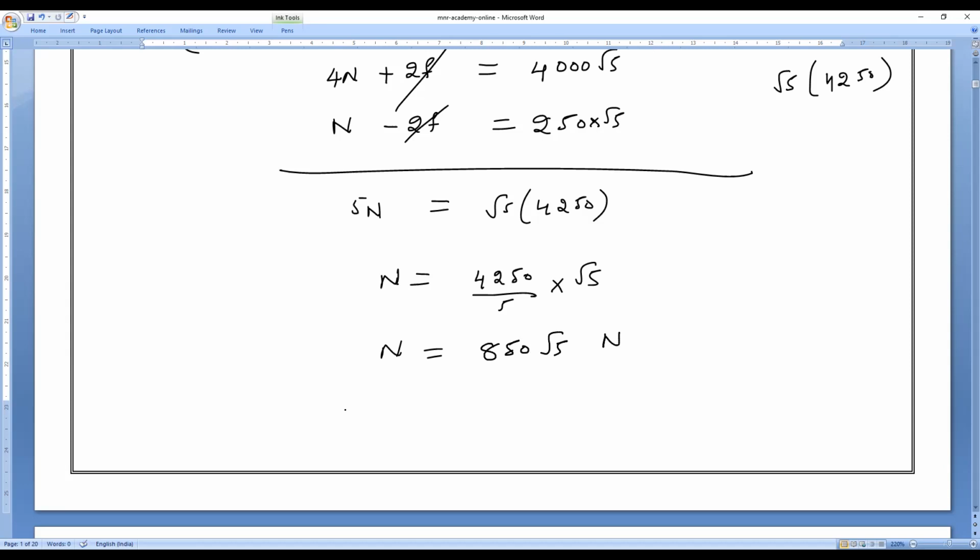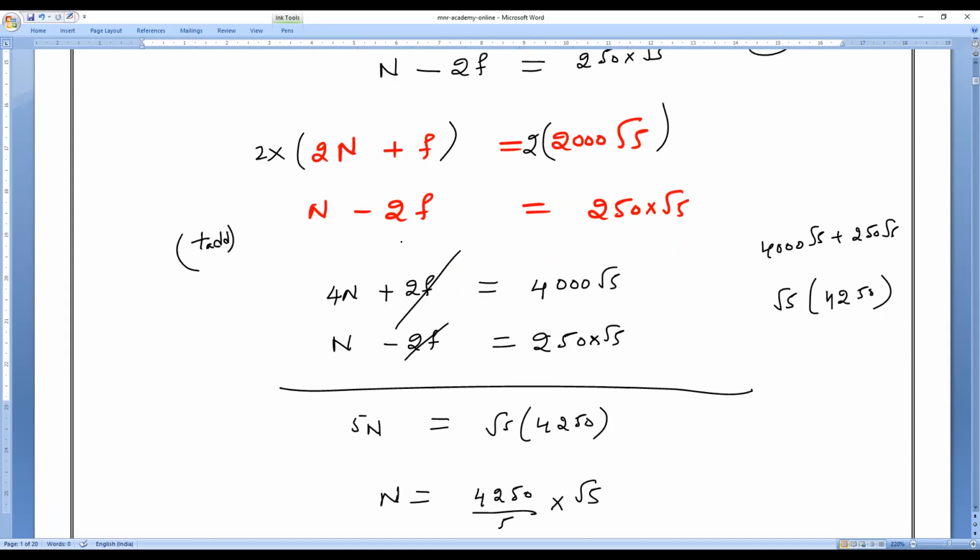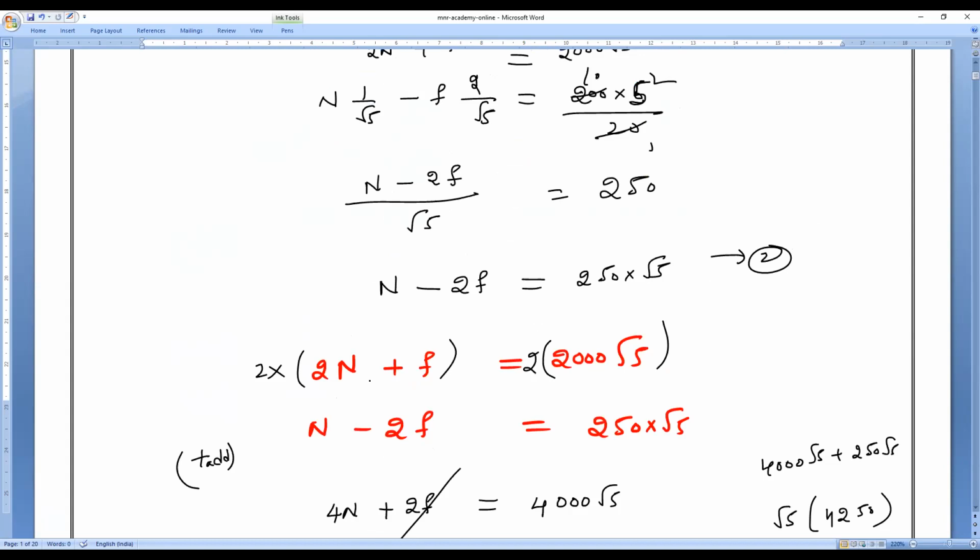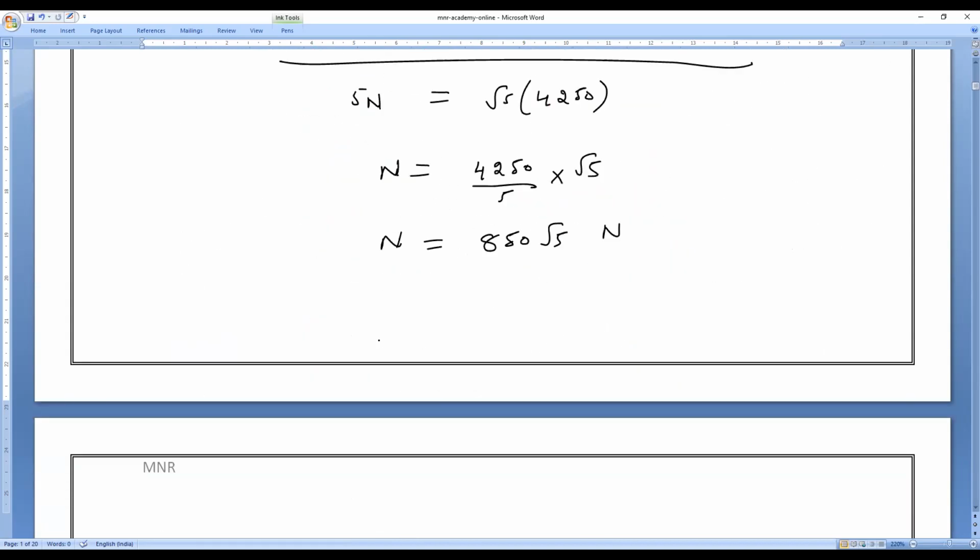So it is in newtons. Now we want the frictional force. So let us substitute it in friction. How much is it coming? Here, first equation or second equation, your choice. So let us go with the first equation. We will substitute it and we'll get F.